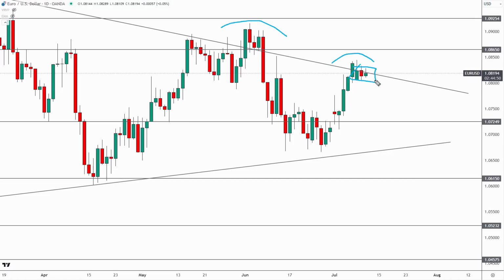Personally, if you'd asked me this a week ago or 2 weeks ago, I would have been looking for shorts against this area up here because I was bullish on the US dollar. Things have changed a little bit now. I'm not necessarily bearish on the US dollar, but I'm more neutral than I was previously.